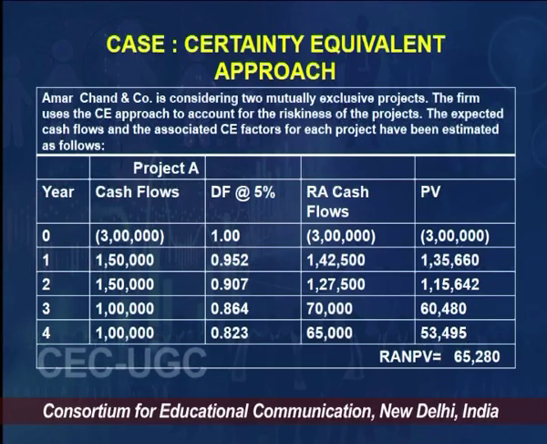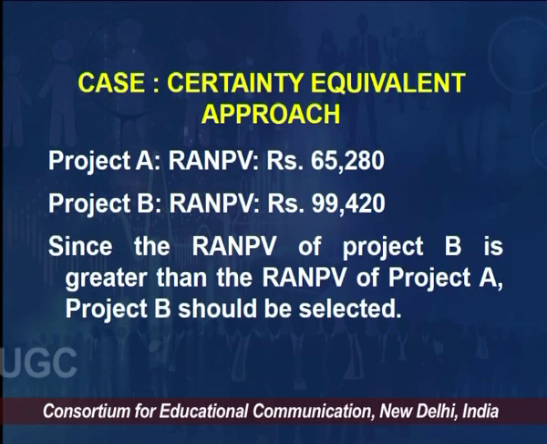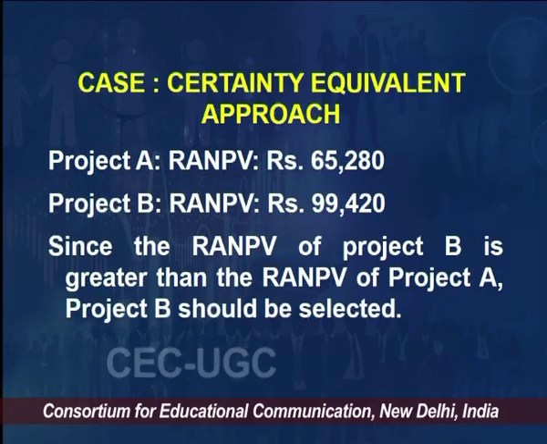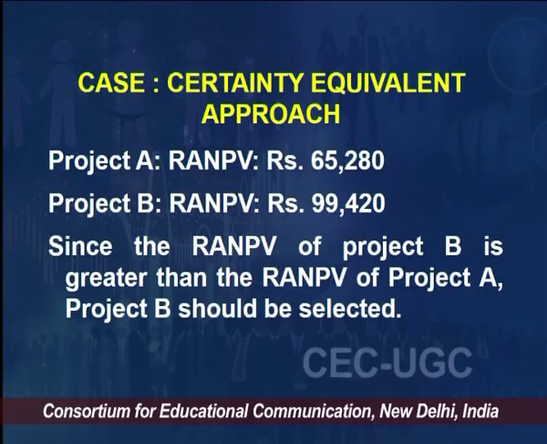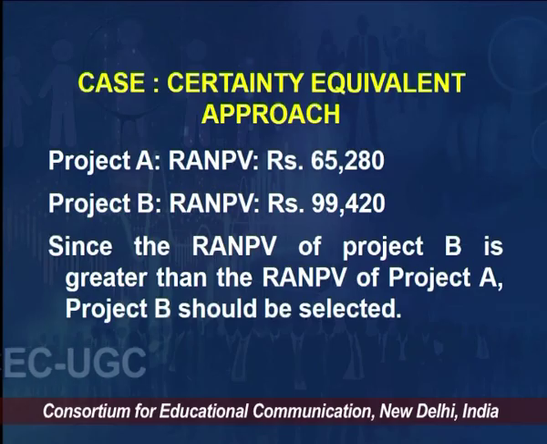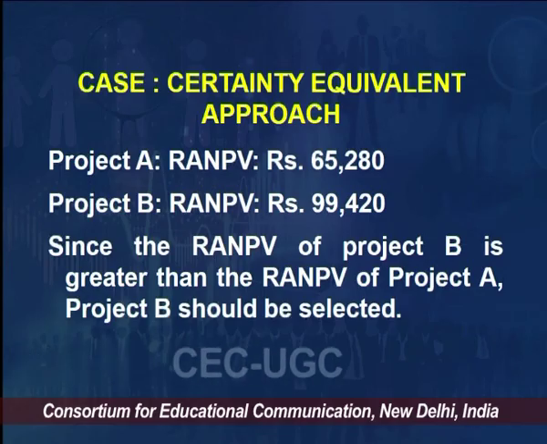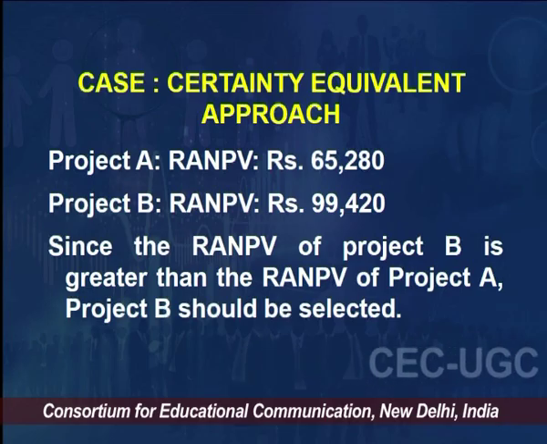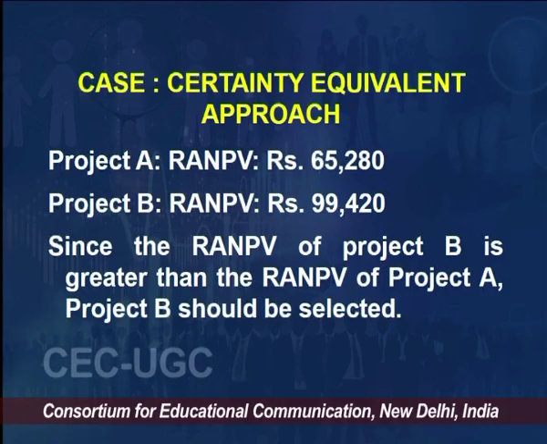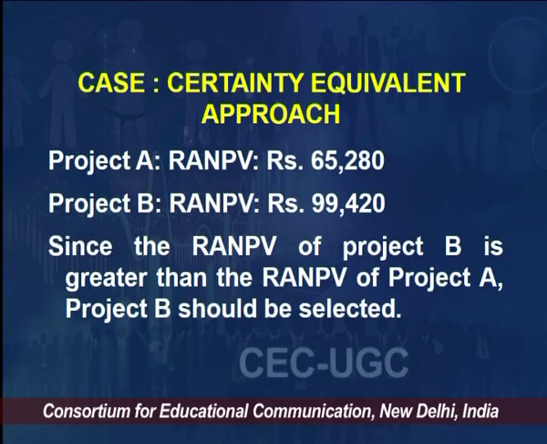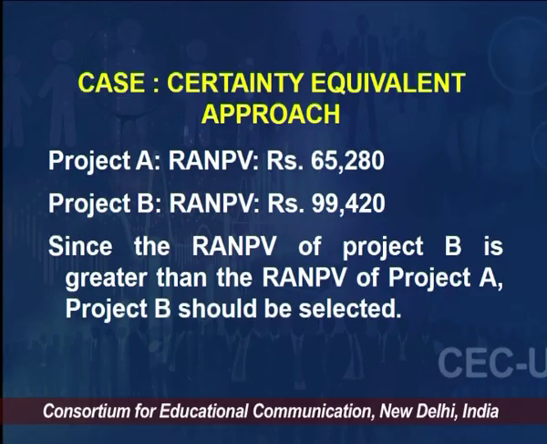You can see we have 65,280, this is a positive value. So, your risk adjusted net present value is coming out to be 65,280 for project A. On the same pattern, you can calculate the risk adjusted net present value for project B which is coming out to be 99,420, and comparing these two values, project B has a higher risk adjusted net present value. So, it means we should be recommending project B to the company.